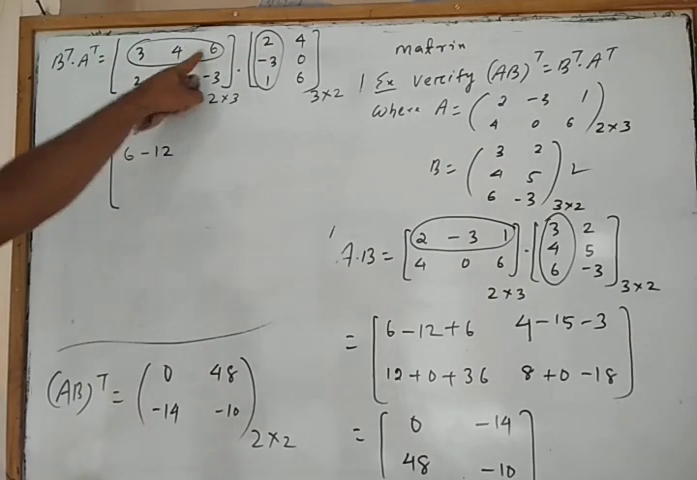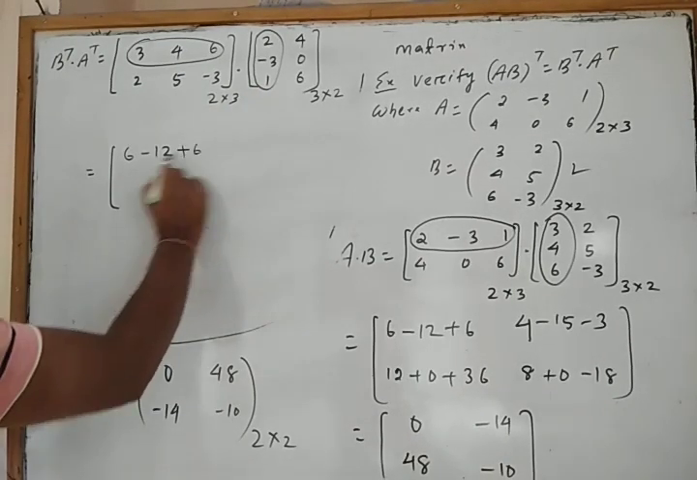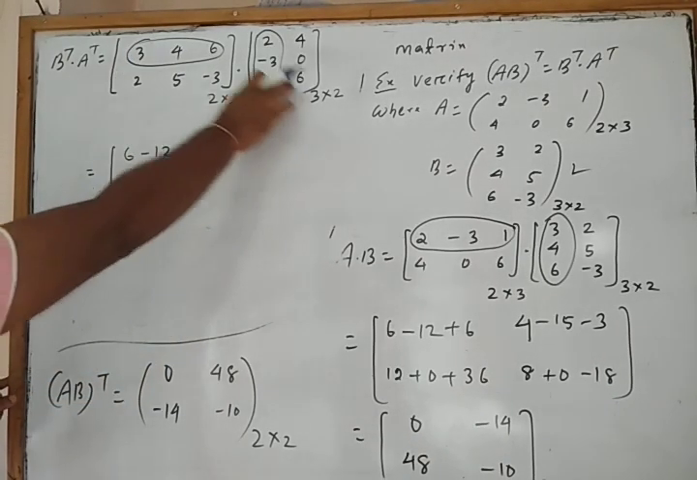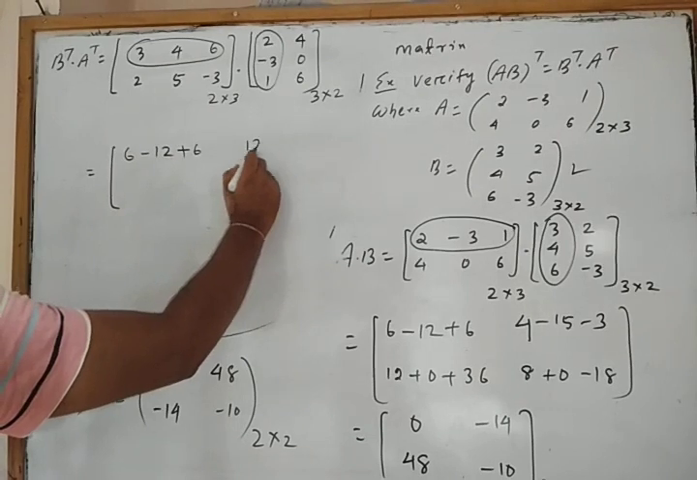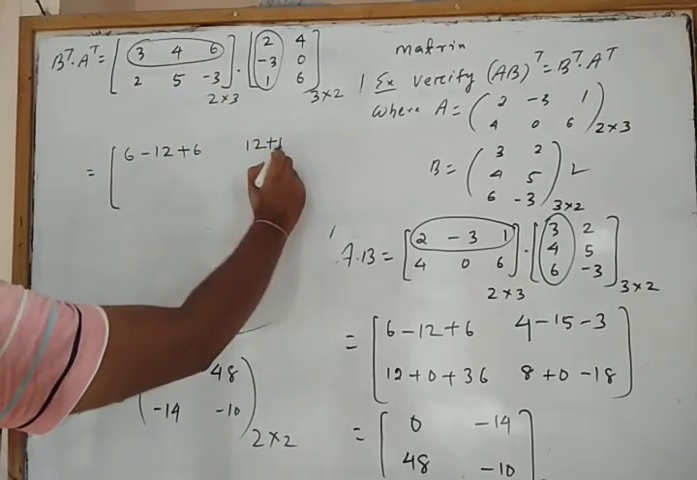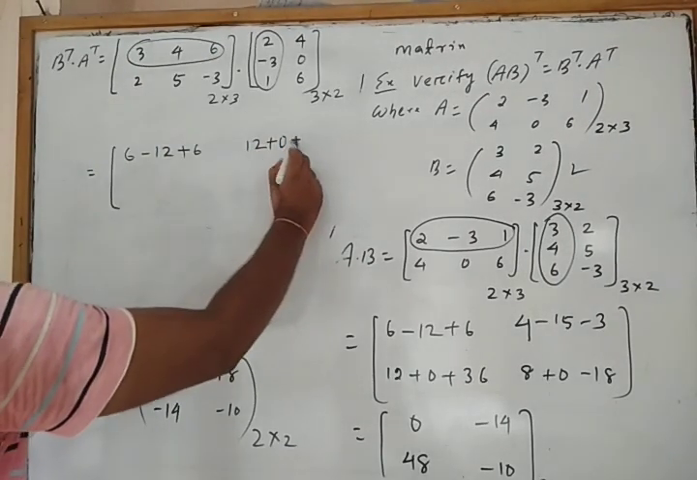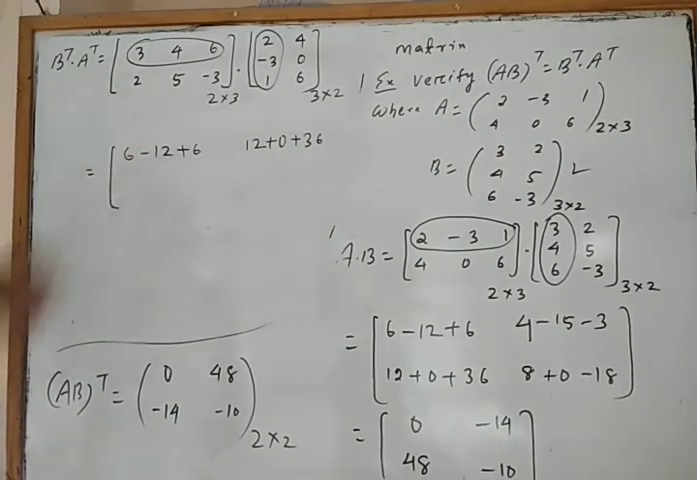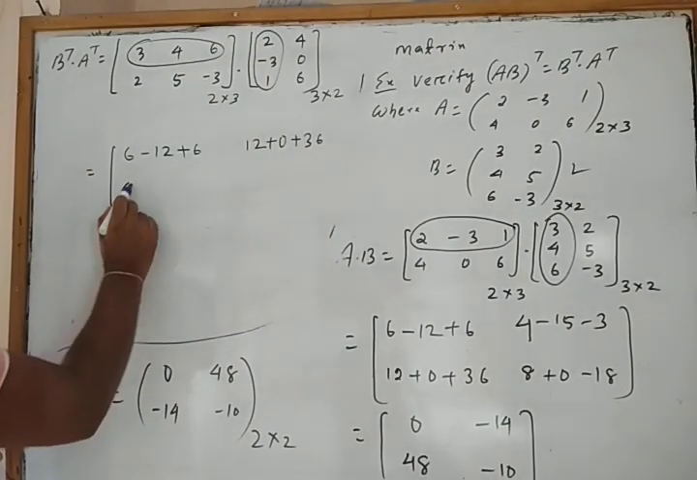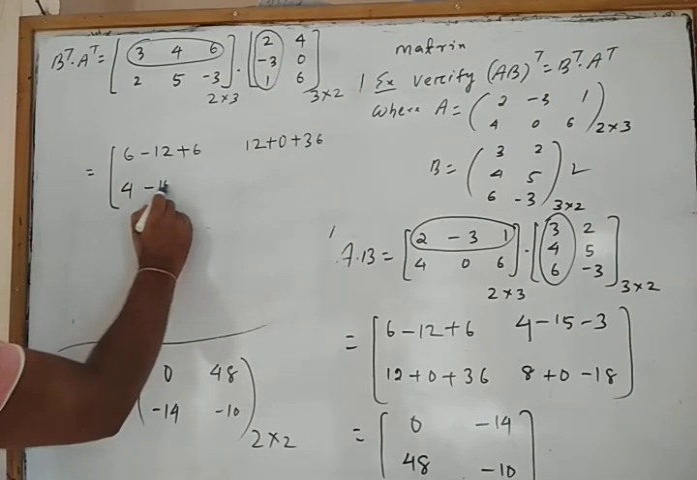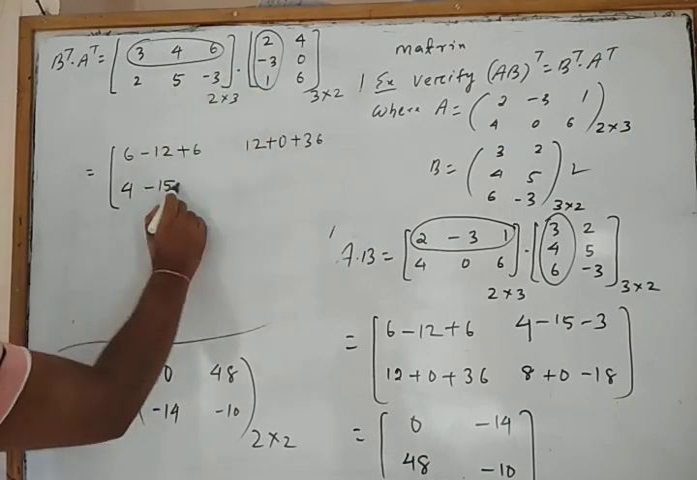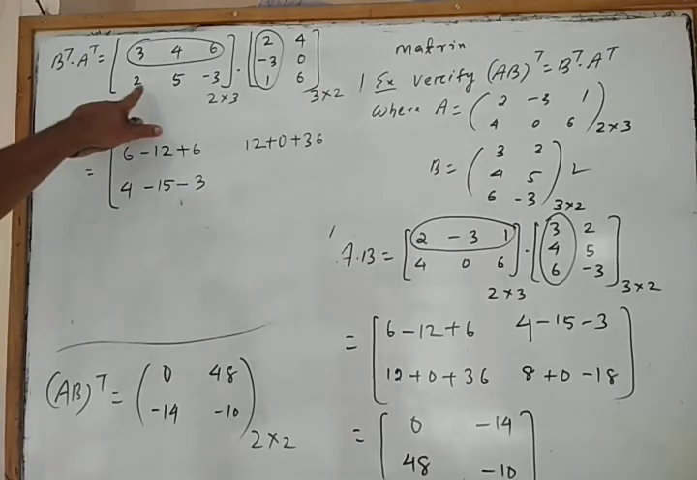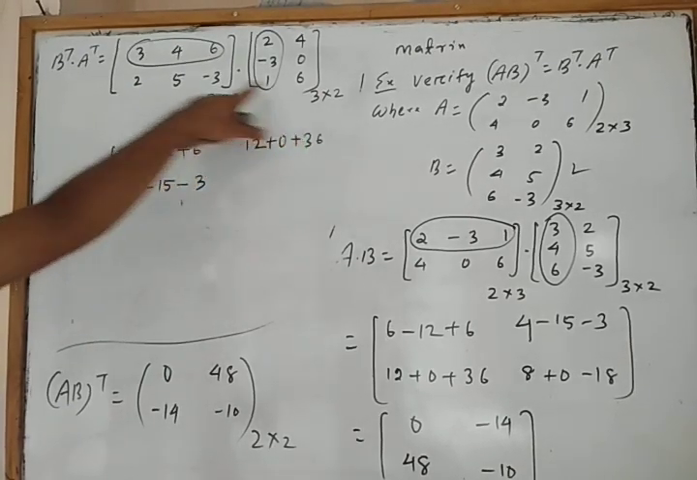So 3 into 2 is 6, then 4 into minus 3 is minus 12, then 6 into 1 is plus 6. Then first row into second column: 3 into 4 is 12, 4 into 0 is 0, 6 into 6 is 36. Then we have to go second row into first column, so 2 into 2 is 4, 5 into minus 3 is minus 15, minus 3 into 1 is minus 3. Then second row into second column.